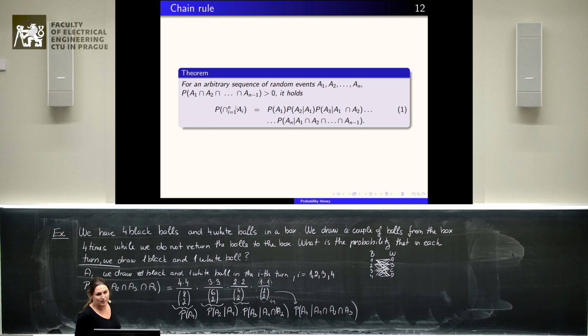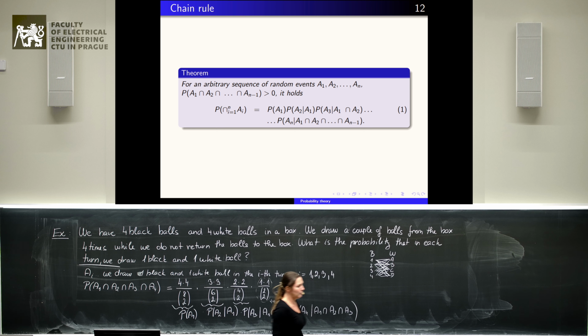It holds that the probability of intersection of all these events is equal to the probability of A1 times the probability of A2, but conditionally on the information that the event A1 happened, times the probability of A3, again conditionally on the information that the previous events happened, and so on, till the probability of the last event conditionally on all the previous events occurred.